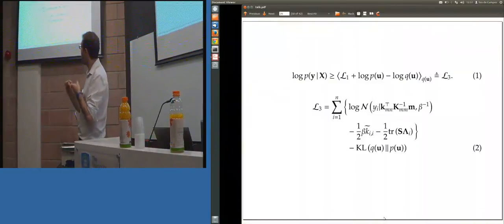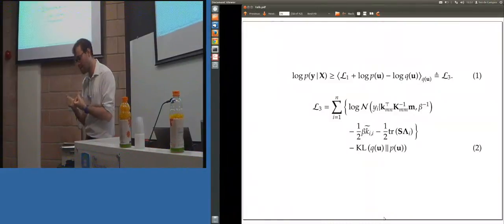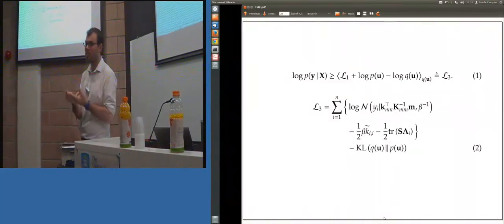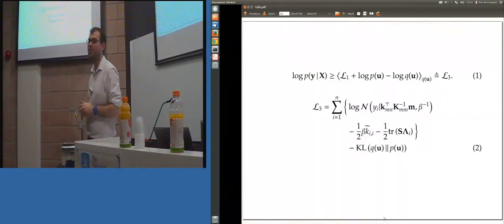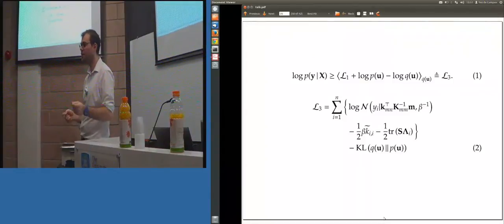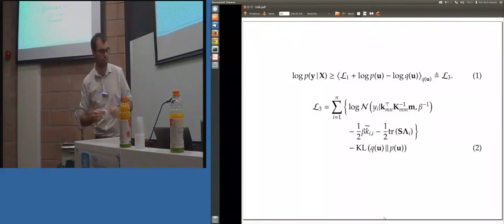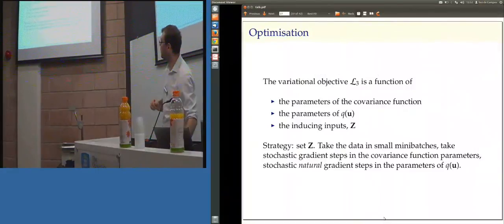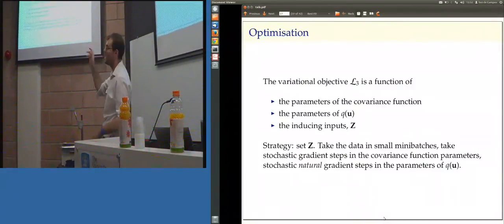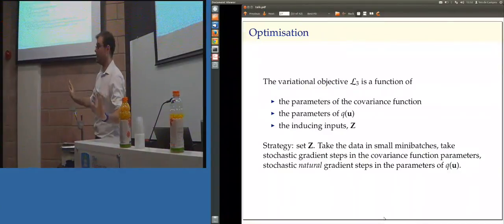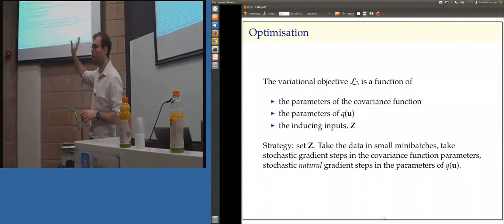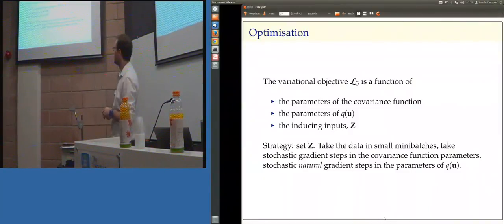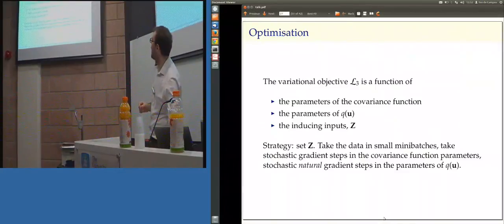I can write this as a sum of terms which cover each data point, and now I've got some things to optimize. I've got the parameters of q of u, and I've got the parameters of the covariance matrix, and to get the gradient of this, or a stochastic estimate of the gradient of this, I can just take a random batch of data and then move in that direction. So far all we've done with Z is just pick them from the data initially, or by clustering. I know that there is some work on how we can do something sensible with Z in this setting, but I don't think it's come to anything as yet.